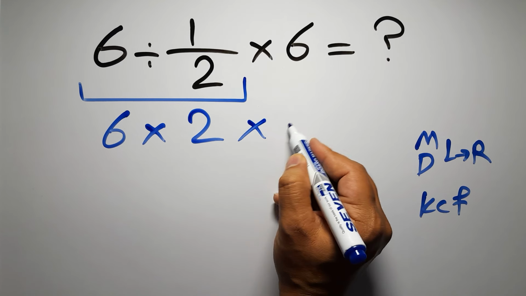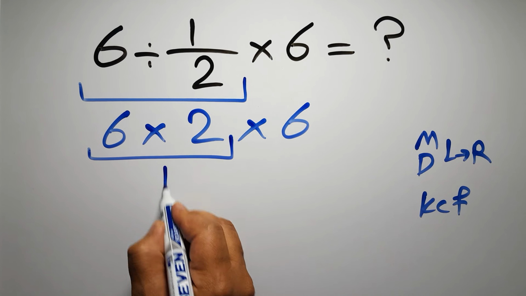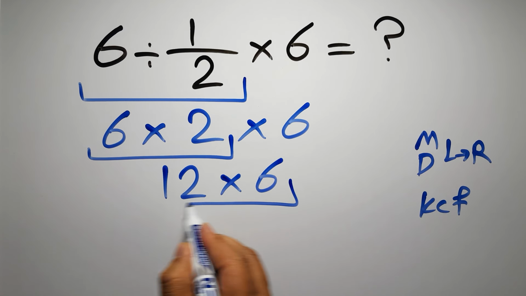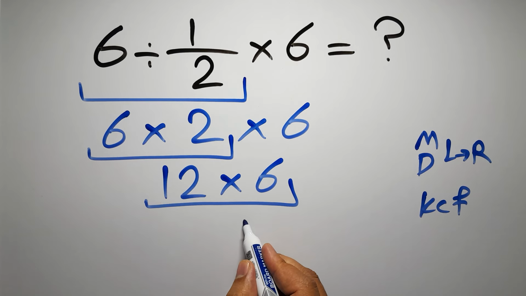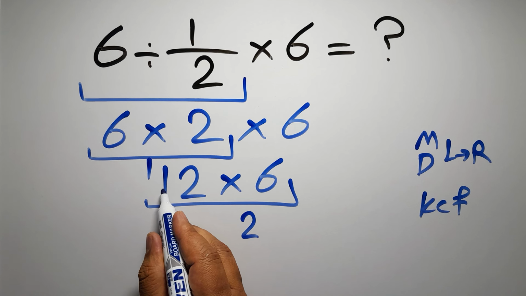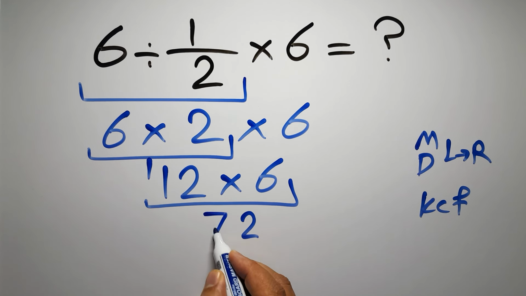Then times 6. 6 times 2 gives us 12, and 12 times 6 equals... 6 times 2 gives us 12. We write 2 here and carry 1 here. 6 times 1 equals 6, and 6 plus 1 gives us 7. So we have 72. And this is our final answer to this problem.